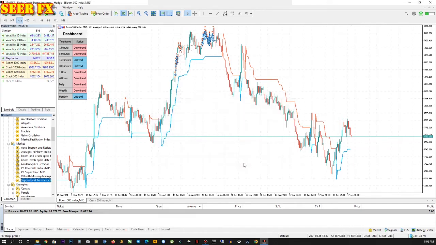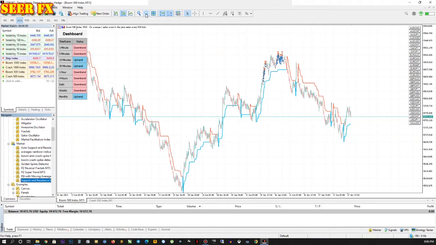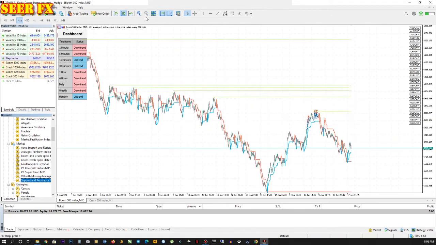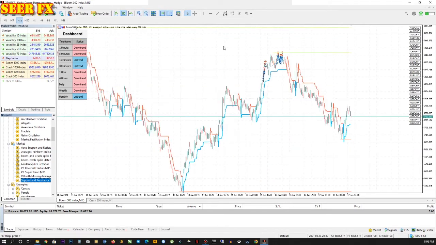When you drag it to the screen and click OK, this is how it will display. Here we have our resistance, and here we have our support. This is a support line and this is a resistance line. It draws the line little by little. You can still change the settings so that the line will be bigger, but I love it like this so that nothing disturbs my chart.